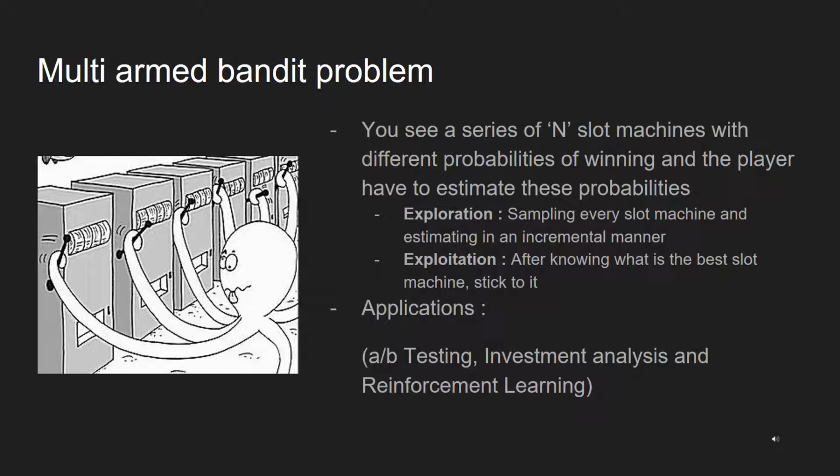There are quite a lot of applications for this, and the famous ones are A/B testing, investment analysis, and reinforcement learning. In A/B testing, all the candidate websites become slot machines, and each time a customer comes, you have the option of showing one ideal candidate to him such that it increases the probability of him buying something from your website. So which one to choose? Which website should we show to him? That's the problem, the same as the multi-arm bandit problem.